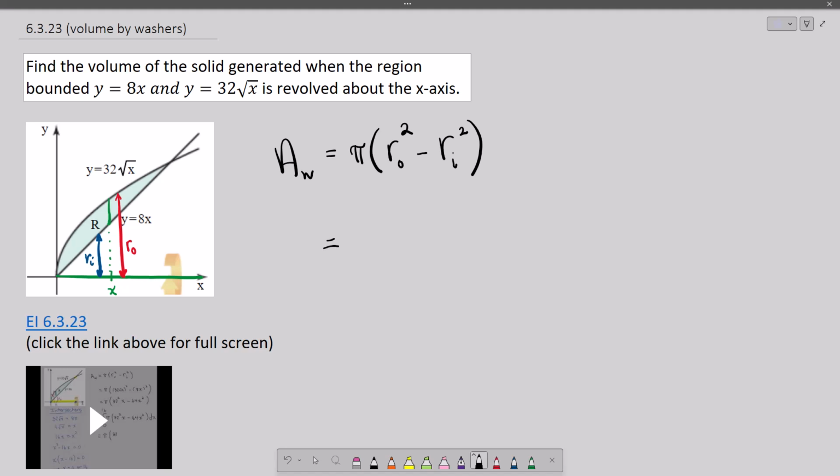So let's see. So r outer squared is this red one. It goes up to that curve. So r outer is that function. So 32 square root x. And that quantity is squared. Minus r inner. That's the blue one. It goes up to this one. So 8x quantity squared.